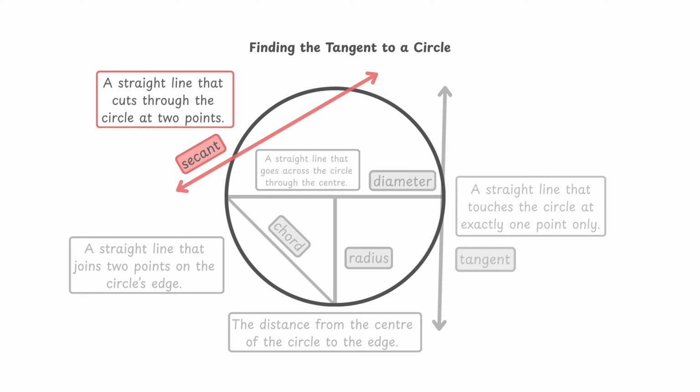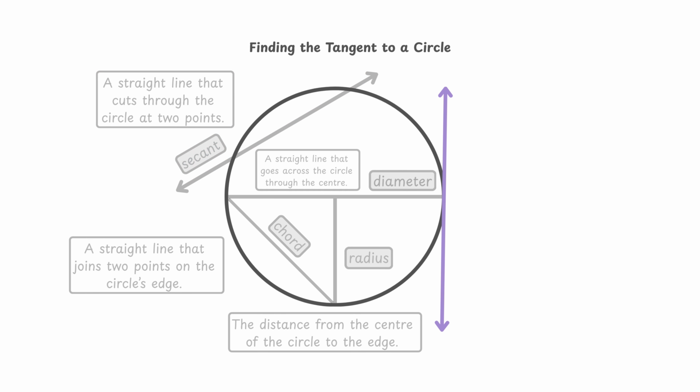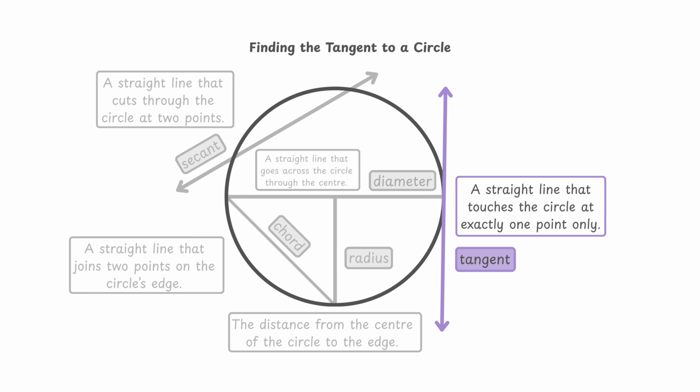Finally, let's focus on this vertical line on the right side of the circle. This is one of the most important ideas for this lesson. This line is called a tangent. A tangent is a straight line that touches the circle at exactly 1 point only, just 1 point of contact, no more, no less. This point is very special. It is called the point of contact. And this idea will become very important later, because the tangent has a unique relationship with the radius at that exact point.